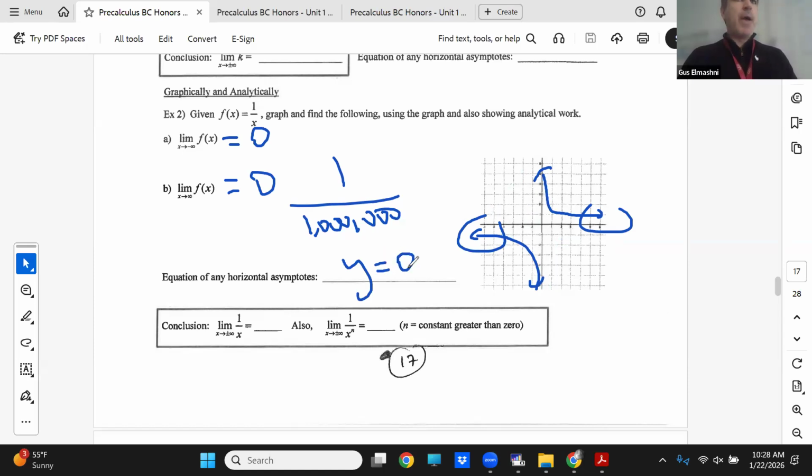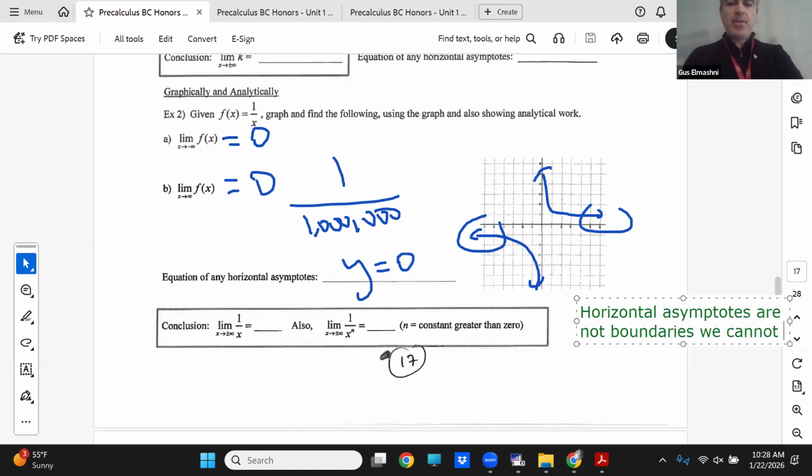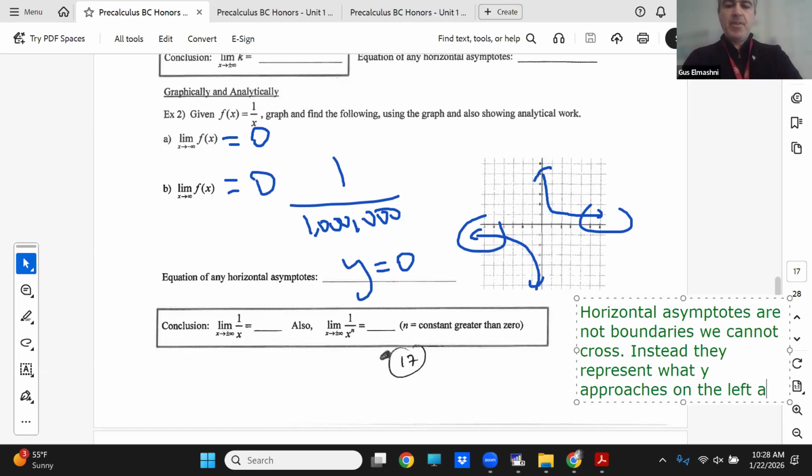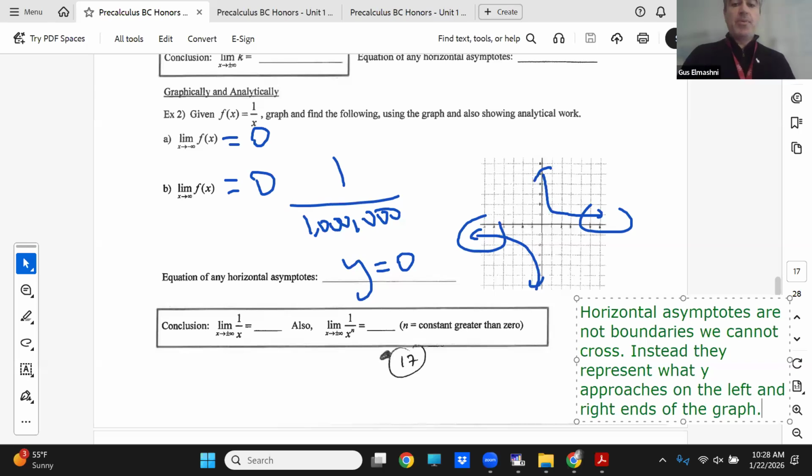And again, it's not about a boundary. Horizontal asymptotes are not boundaries. They're simply what the ends of the graph do. That's all they ever are. We're kind of rethinking how this is supposed to be. I'm pretty sure you were not told it was a boundary, but it's easy to assume that. Horizontal asymptotes are not boundaries we cannot cross. Instead, they represent what y approaches on the left and right ends of the graph. Hence, that's why we have x going towards positive and negative infinity.